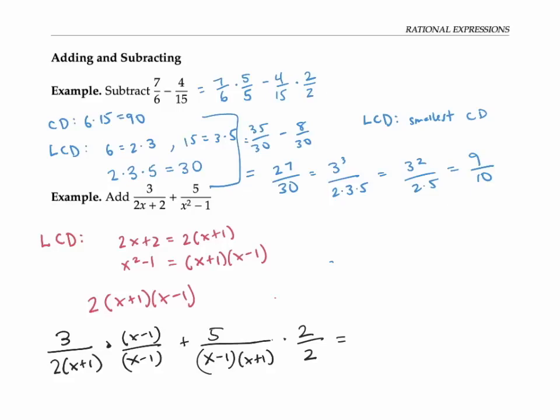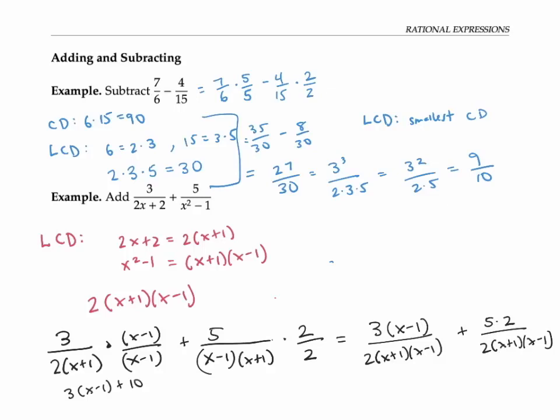Now I can rewrite everything. So the first rational expression becomes 3 times x minus 1 over 2 times x plus 1, x minus 1. And the second one becomes 5 times 2 over 2 times x plus 1, x minus 1. Notice that I now have a common denominator, so I can just add together my numerators. So I get 3 times x minus 1 plus 10 over 2 times x plus 1, x minus 1.